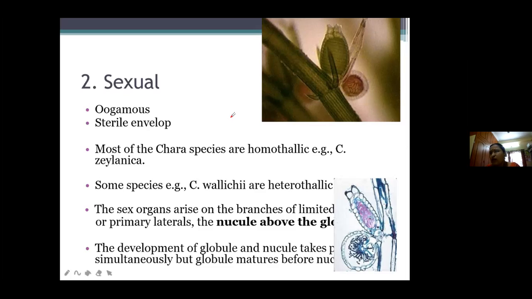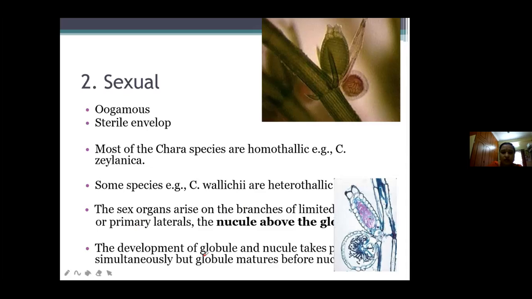In this one, ma'am, see here, the homo species is homothallic or monoecious. Chara gylanica is the example. Some are hetero or dioecious. Valichi is the dioecious type. Here very important sex organs are there. The male sex organ is called globule.